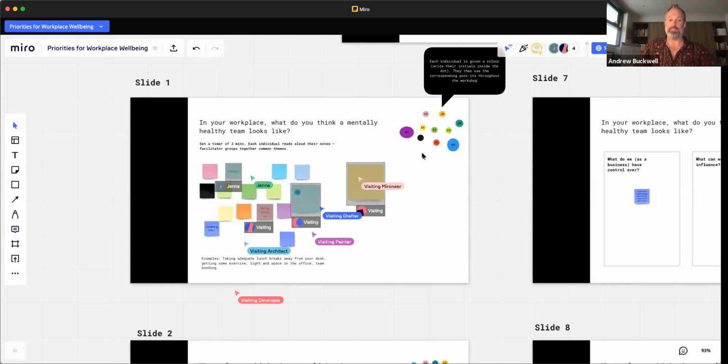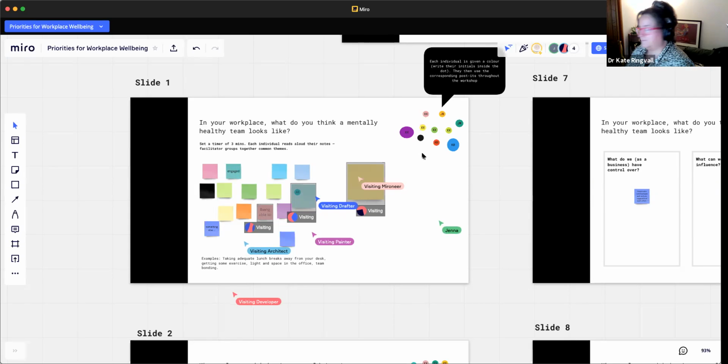Would you like us to write that on the sticky note? Oh, yes, sorry. Write that on the sticky note. You can expand that, of course, and try and elaborate as much as you can. Because you've got to remember that all workplaces are very different and all teams are very different.